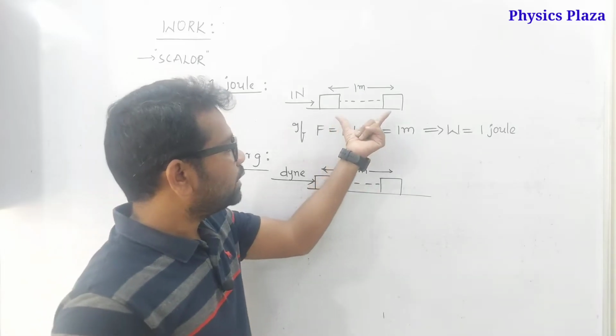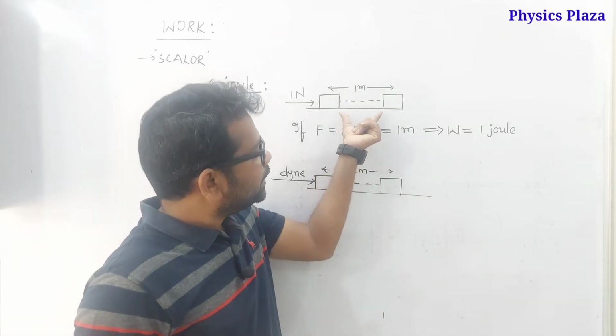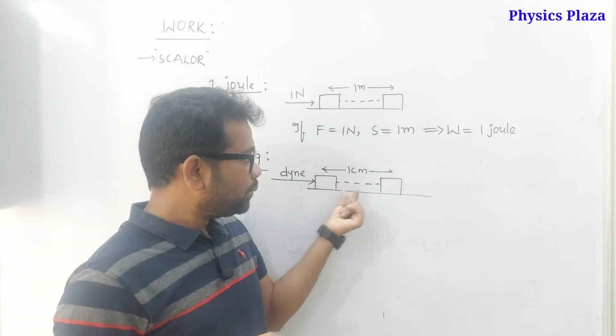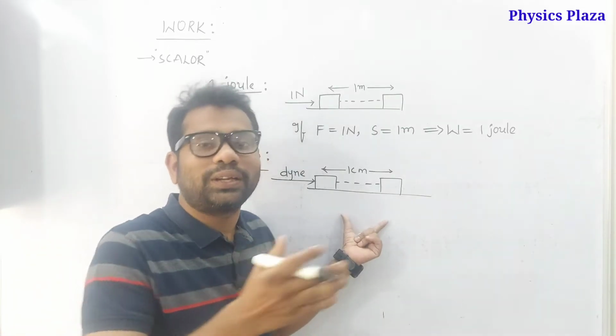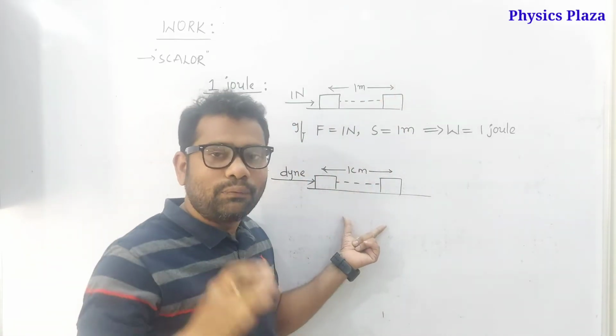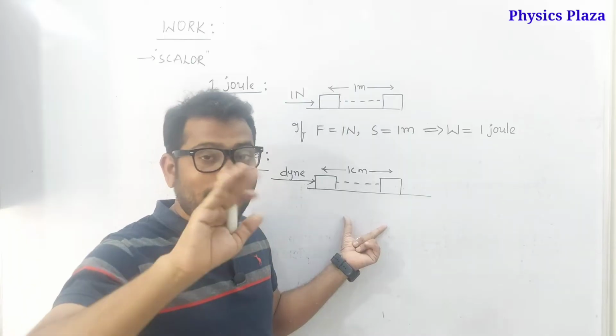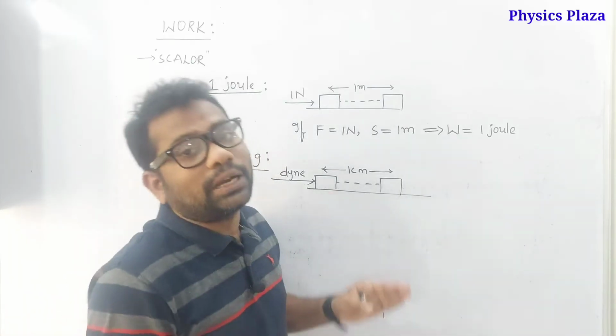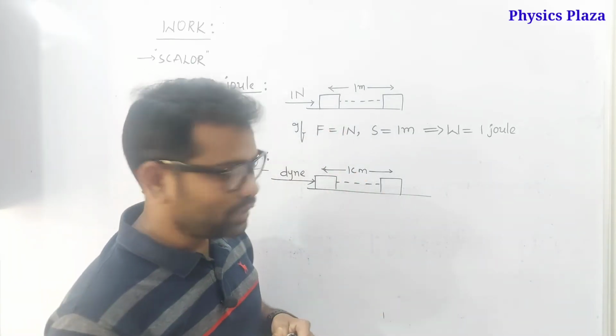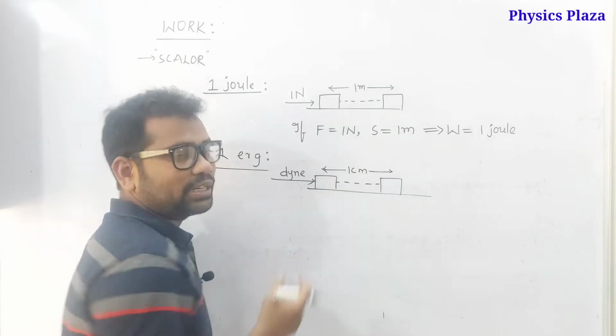Sir, 1 meter you are showing as a very small length, and here centimeter you are showing as a big length. Children, it's not exactly like that. It's 1 meter, 1 centimeter. For the sake of our convenience only, I am making it. You need not think that much about the diagram. Clear? So the body is displaced 1 centimeter.